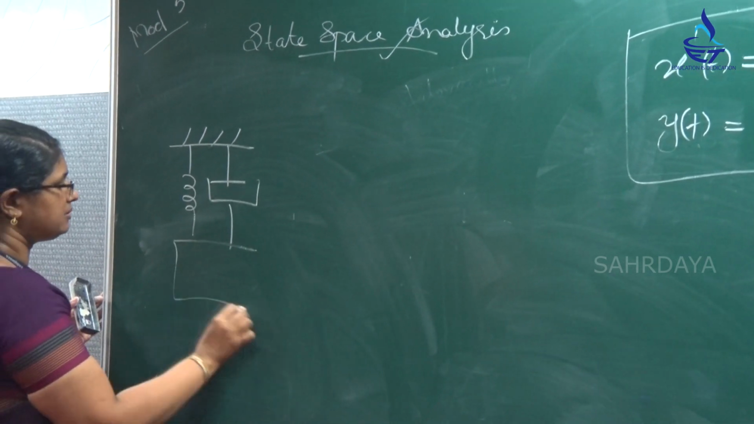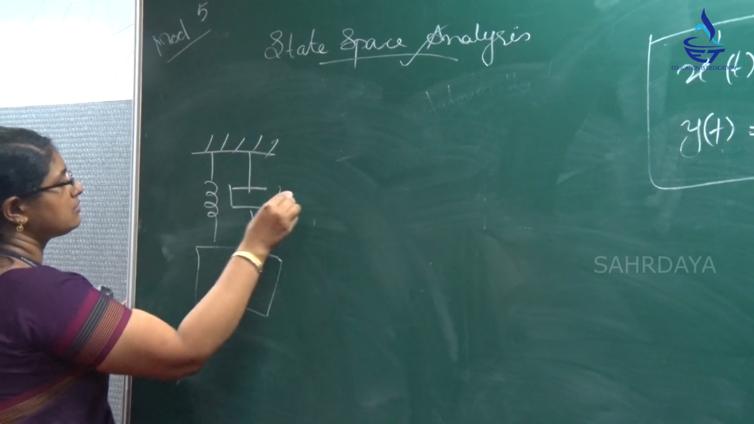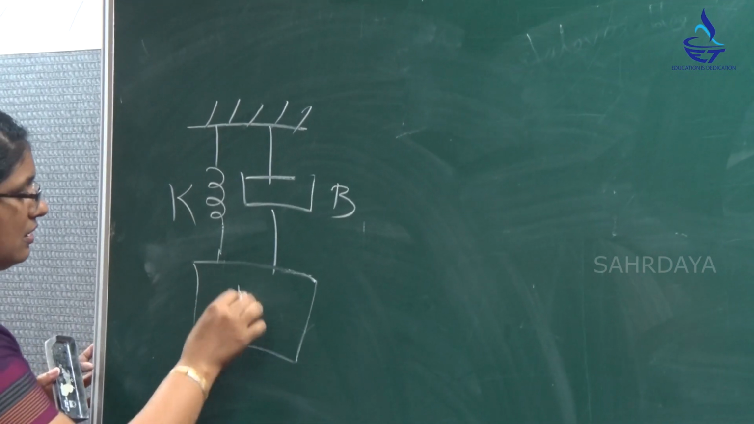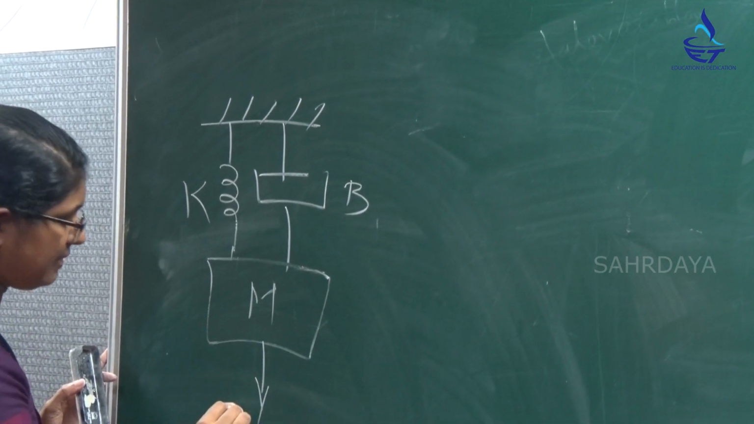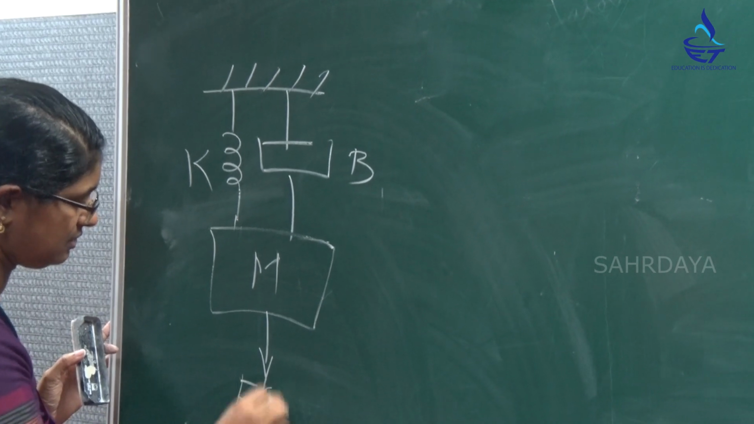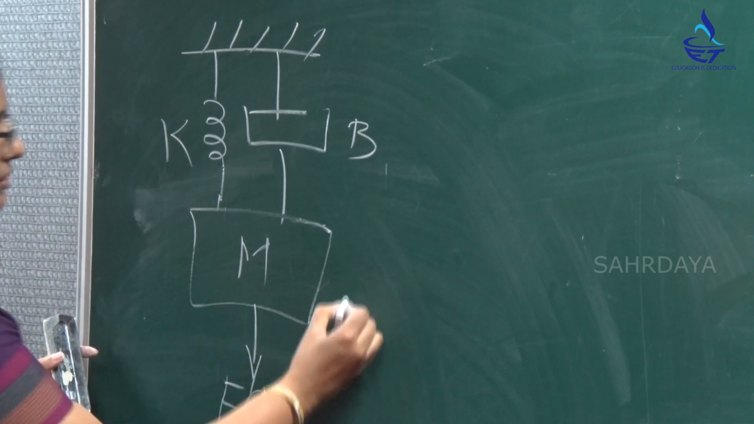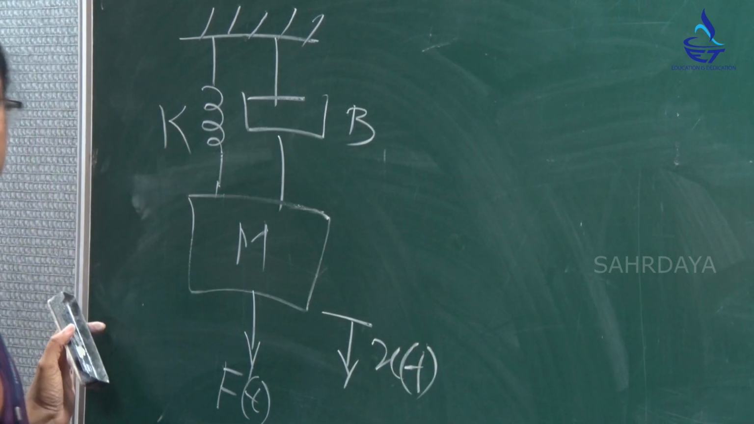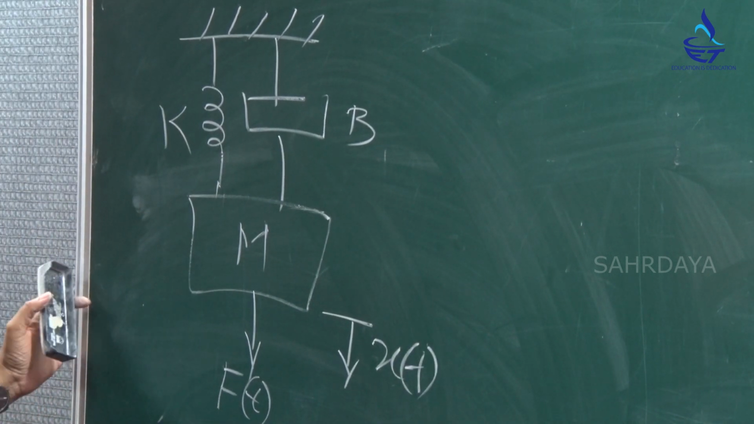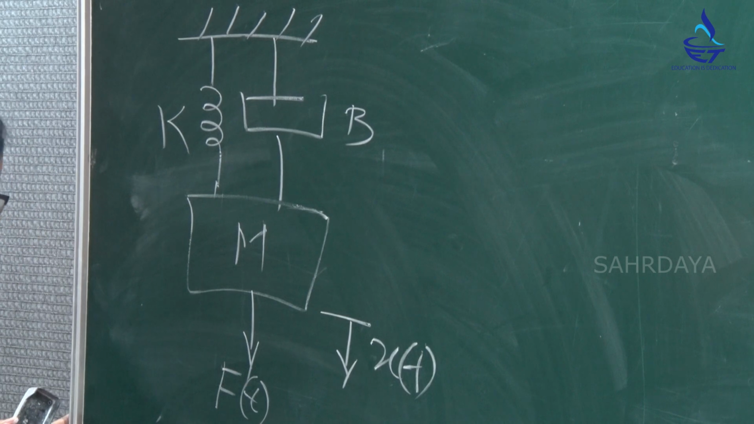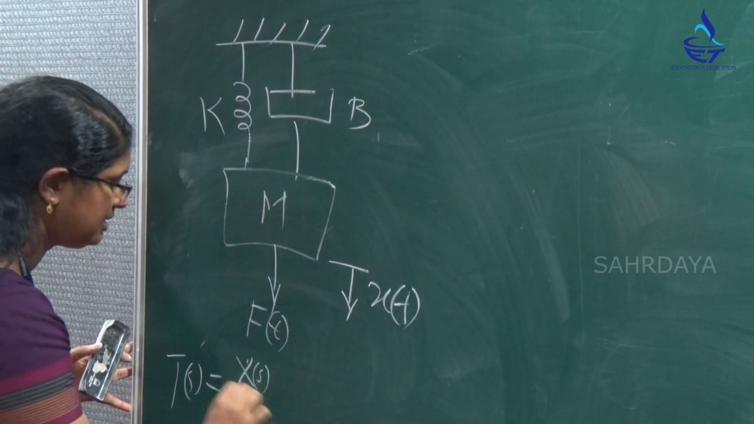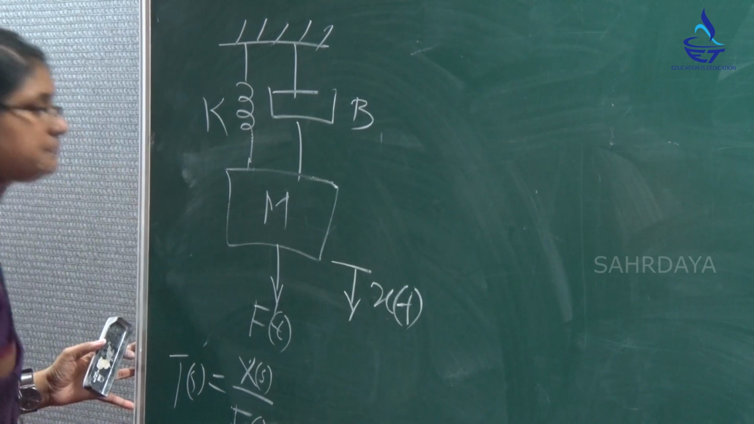A frictional element B, with its coefficient of viscous friction, and a single mass, and you are applying a force f of t. You are pulling the mass and you want to see what the position of the mass will be after a certain time, x of t. So in our transfer function approach, the system transfer function T of s is equal to x of s divided by f of s.